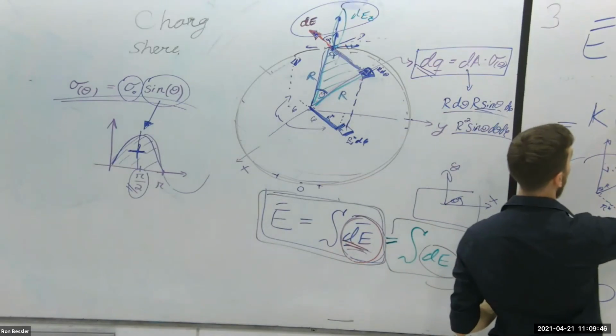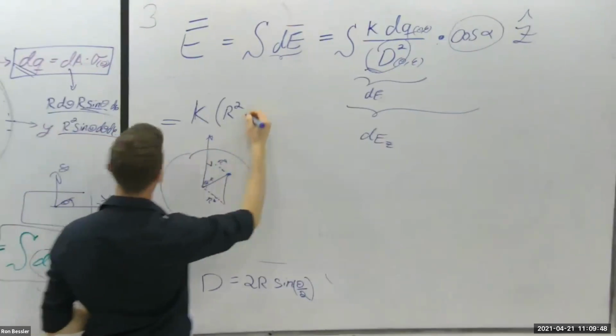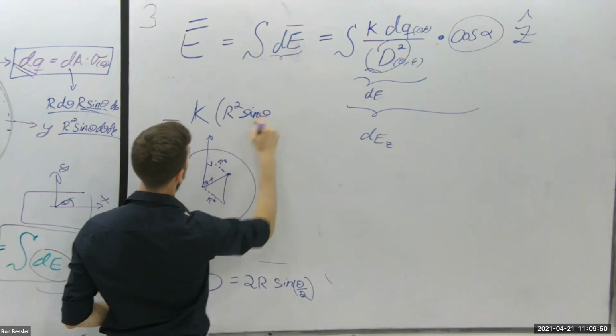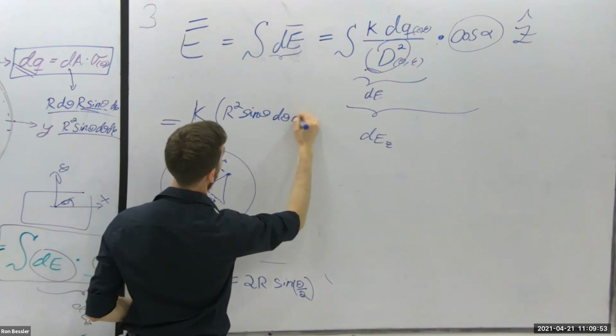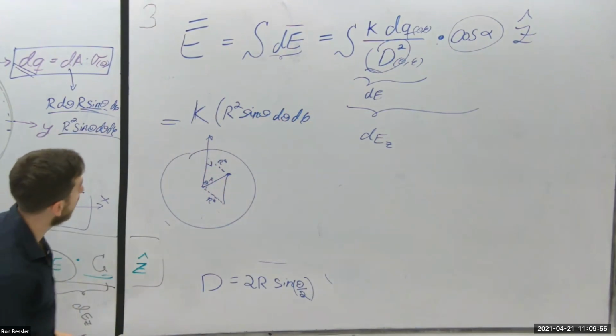So we found this one. It's r squared sin theta, d theta, d phi. Somebody has a question. Just in a second. Yes, what is the question?